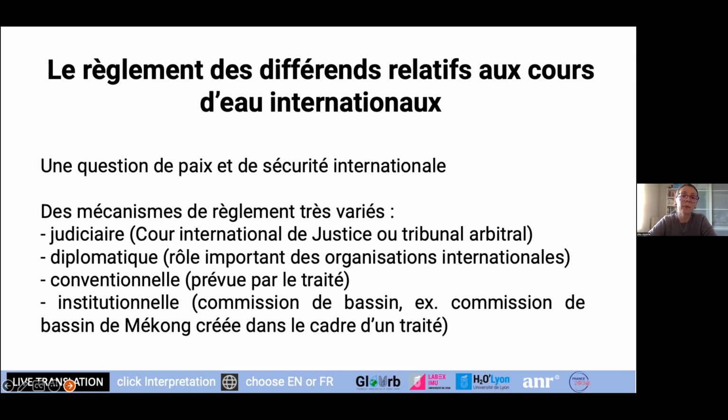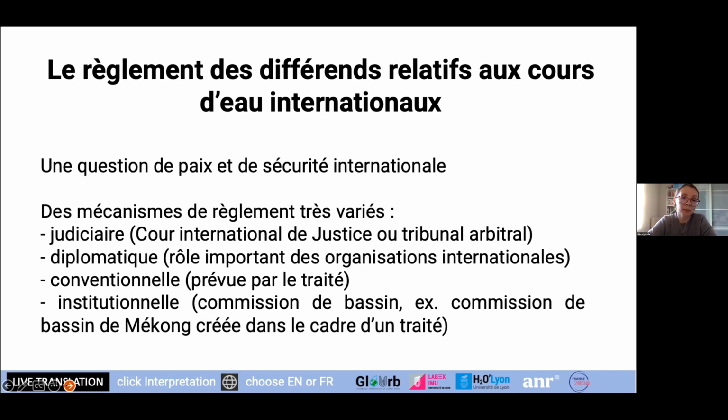So it's about international safety and peace, after all. Now, international law has different settlement mechanisms for these conflicts. So there might be something that's judiciary with the intervention of the International Court of Justice or a specific court. The states have to recognize the authority of that court or the tribunal in question.